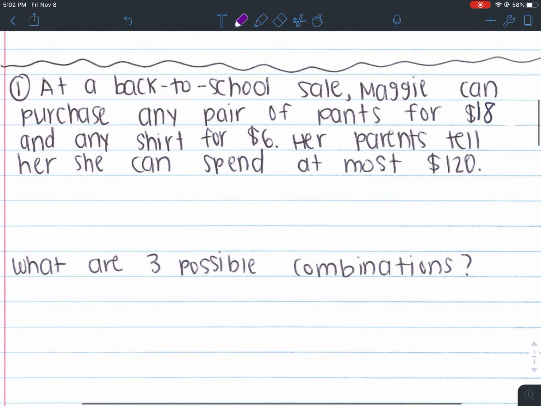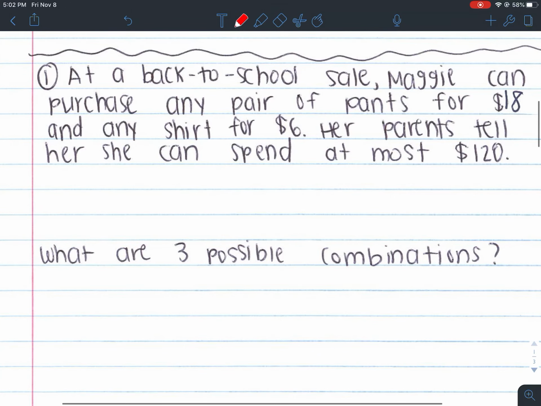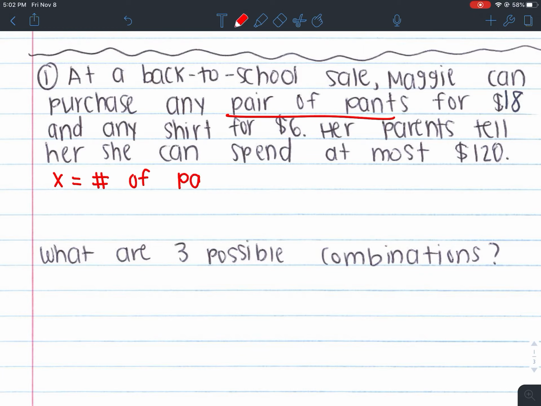So go ahead and identify our variables here. Pairs of pants will be our x. It doesn't really matter. So x can be the number of pants. Make sure you put the number of. If you just put x equals pants, I'm like, what about the pants? The color of the pants, the size of the pants? So make sure you put the number of pants. And then any shirt, so y is going to be the number of shirts that we purchase.